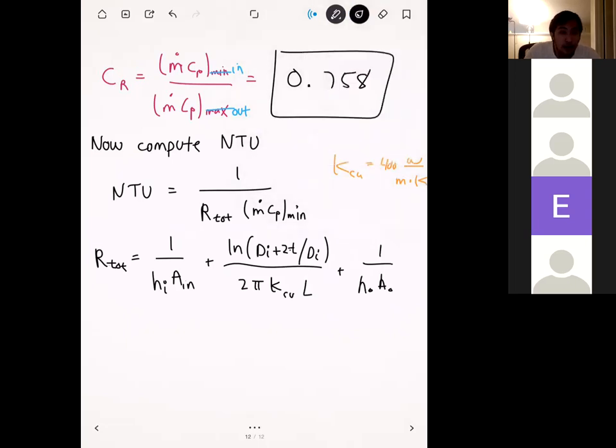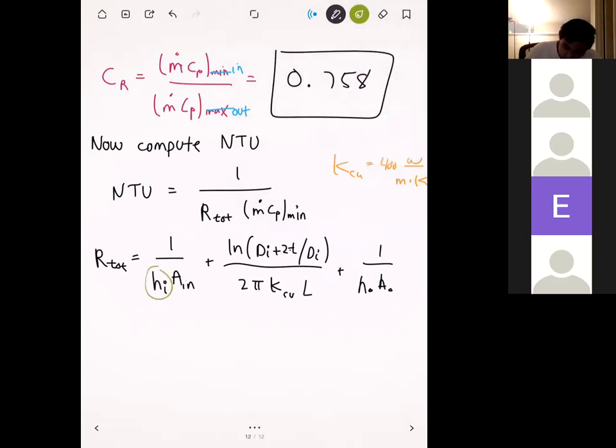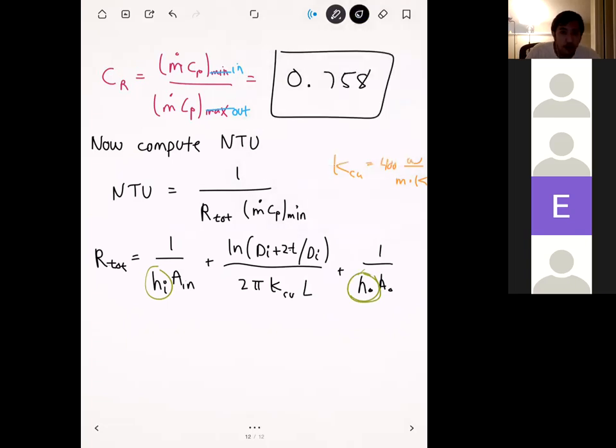Right. And then the last thing that we need to do here is compute the convection coefficients of the two flows. Okay. And so that's HI and HO. Right. And so this is another good example here because we're going to run through basically the entire process of computing the convection coefficients based off the Nusselt number correlations.